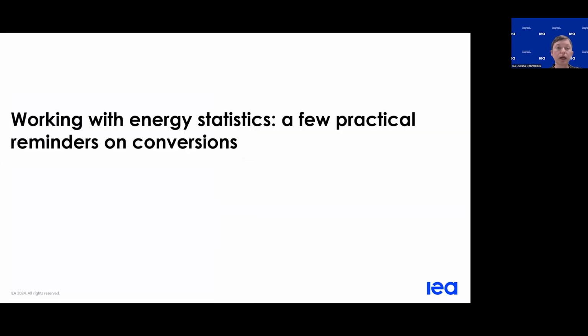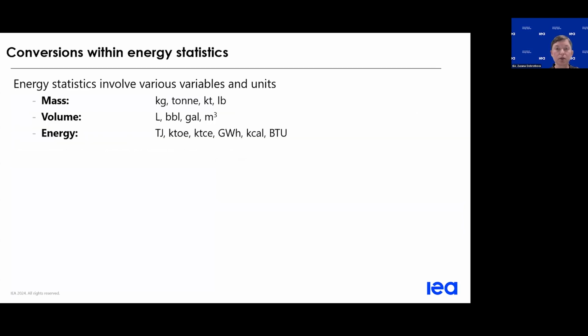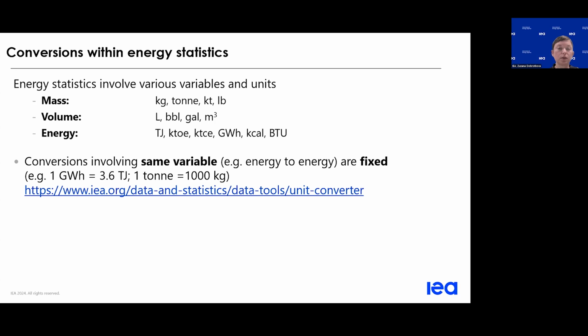Now, a few practical reminders on conversions, because over the next 4 days, you will hear quite a bit about them. So energy statistics involves various variables and units. So we have units of mass, kilograms, tons, etc. Units of volumes, liters, barrels, meters cubed. And then energy units: at IEA, we oftentimes use kTOEs or terajoules. And now switching between these units is sometimes standard.